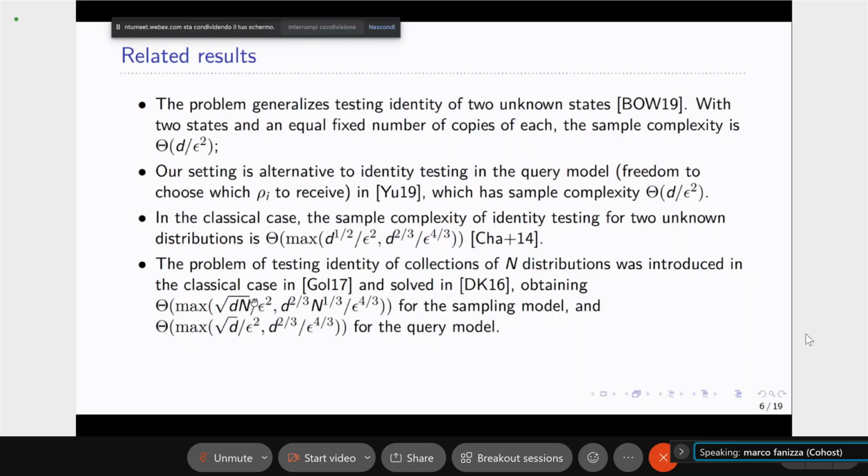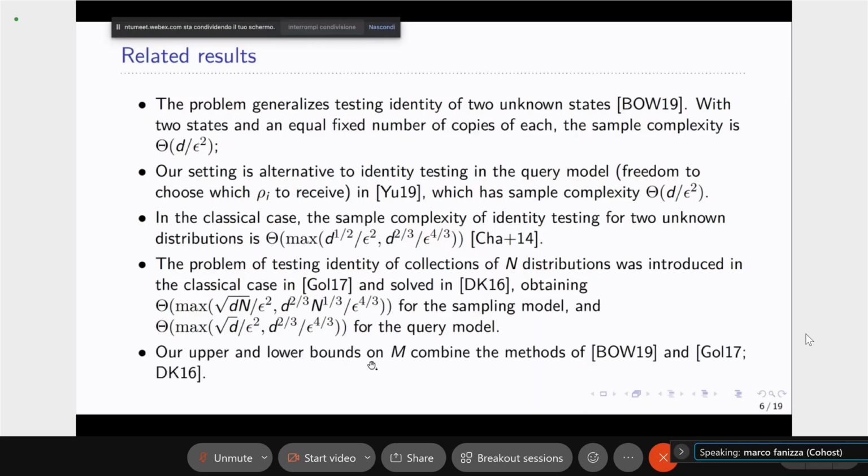Instead, in the sampling model, we see that the sample complexity is worse, and in particular, in the part that depends on epsilon square, we see that the sample complexity is worse by a factor square root of n. So in our work, we find these upper and lower bounds on M, which combine the methods of Bow and the ideas also of the paper that address the classical case.